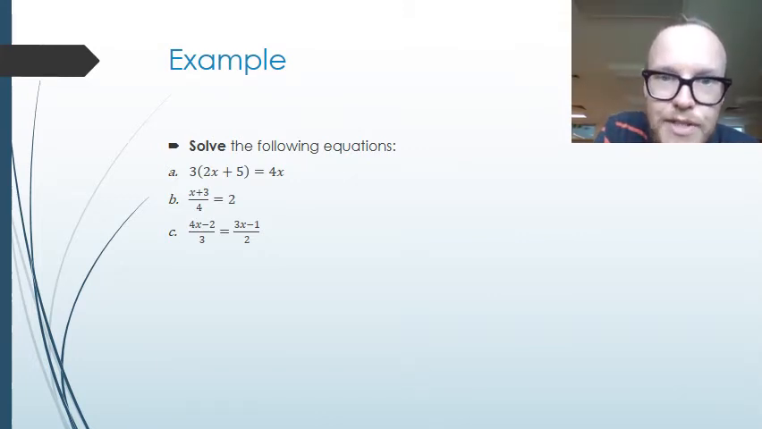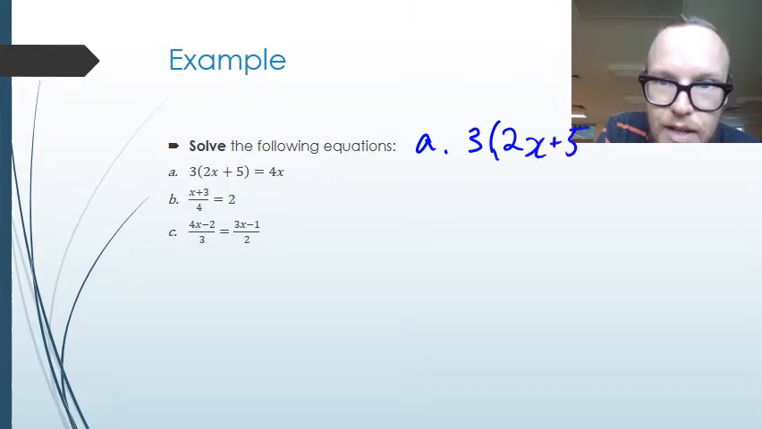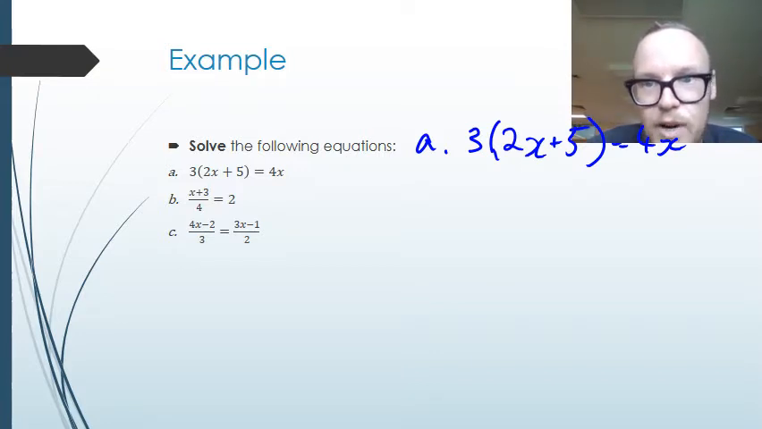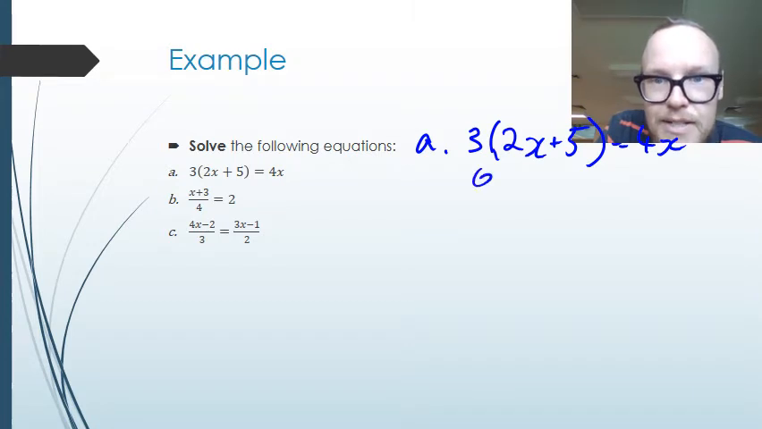Our first example, A, is 3 times (2x plus 5) equals 4x. There are a number of different ways that we can solve this equation. Probably the easiest way is to expand the brackets first. If we expand these brackets out, we get 6x plus 15 equals 4x.